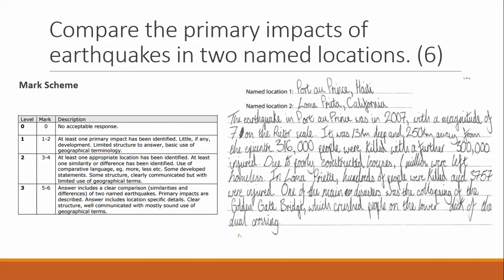Okay, finally, compare the primary impacts of earthquakes in 2 named locations. This was all about looking at the command word, which was compare, and then actually making a comparison. So talking about the fact that X amount of people died here in comparison to X people here, making that comparison, showing the differences, showing the similarities. The answer on the right did not get full marks. It was a good answer, but the reason why it didn't is because it didn't make a comparison. It just did one earthquake and then the other earthquake. Be aware of that. Okay, pause, read through your answer, and then write what you needed to do to improve and develop your answer to improve it.